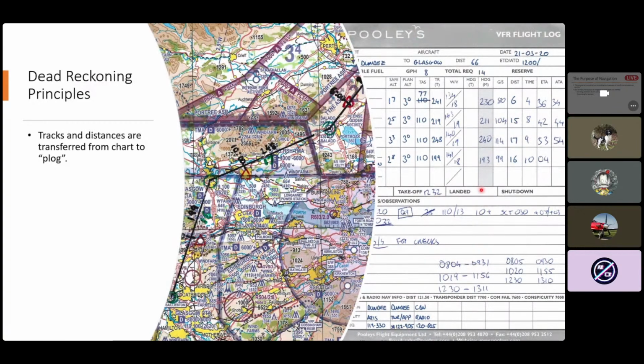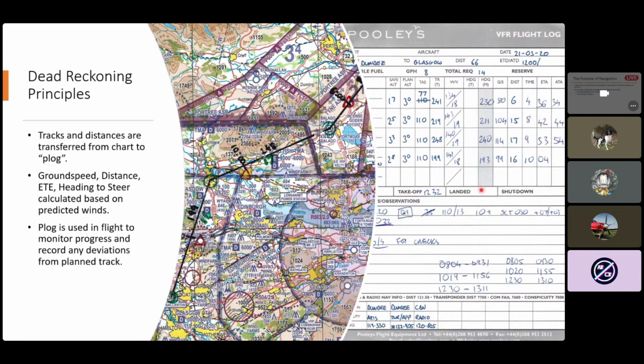So the chart's used in conjunction with the plog, but once you're in the aircraft, the plog becomes the main focal point. We calculate ground speeds, distances, estimated time en route, and heading to steer, all based on predicted winds. That's a massive thing, and we'll come on and I'll let you guys have a go at that. I've got a nice flight computer simulator that I can let you loose on, so you can do some calcs for me. And as I say, that's what we use to monitor the flight as we progress.